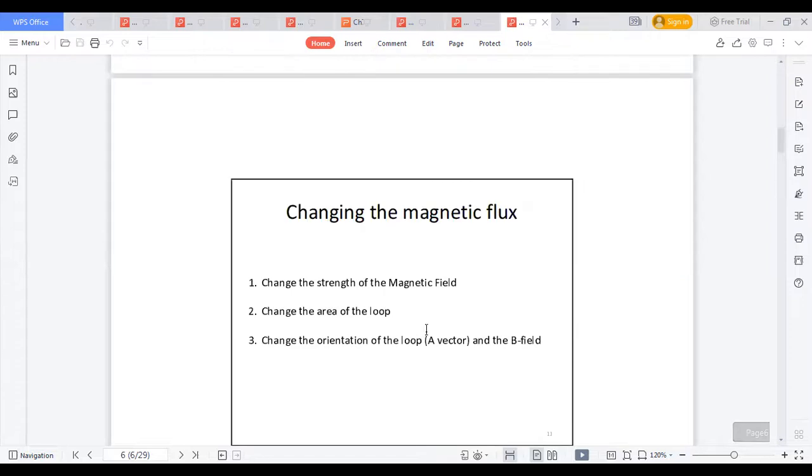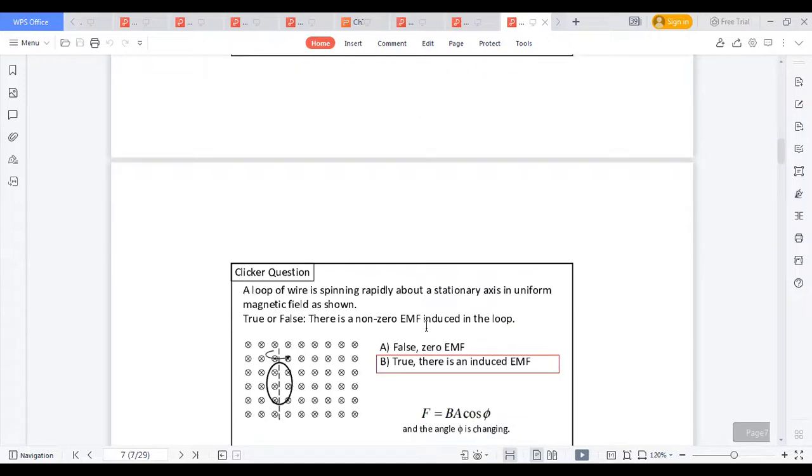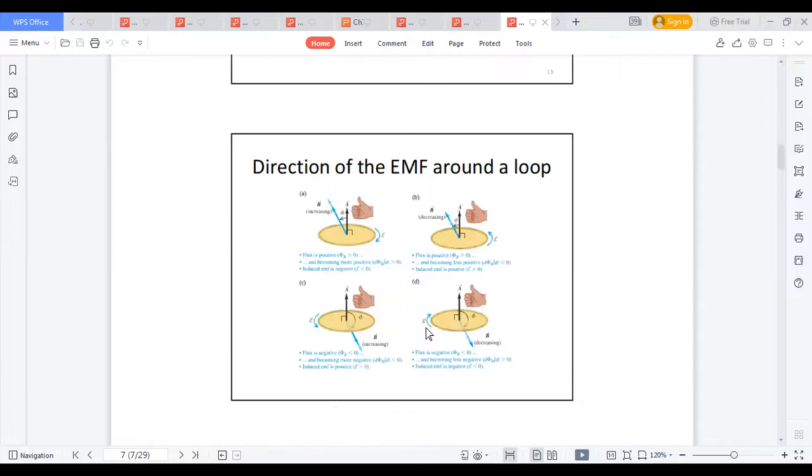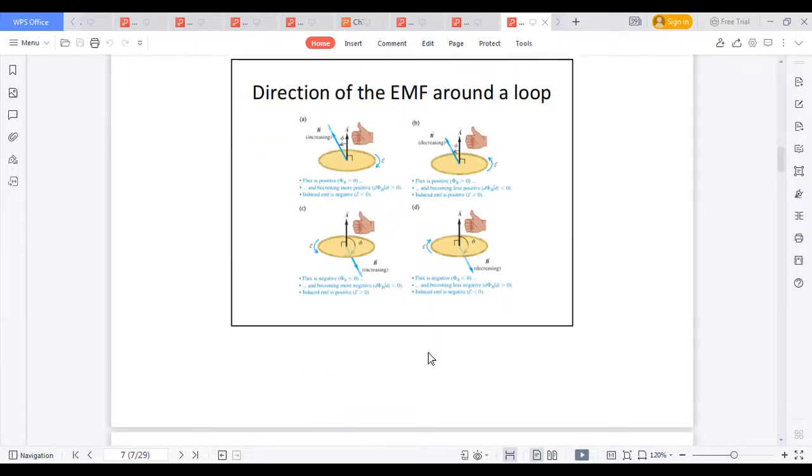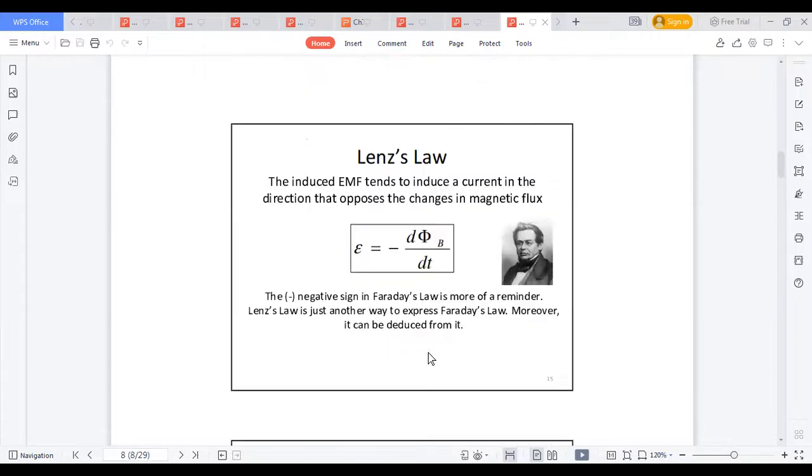Now, changing the direction of the EMF around a loop. Actually, this is the right hand rule. You can apply the right hand rule for finding the direction of EMF. Now, what will be Lenz's law?